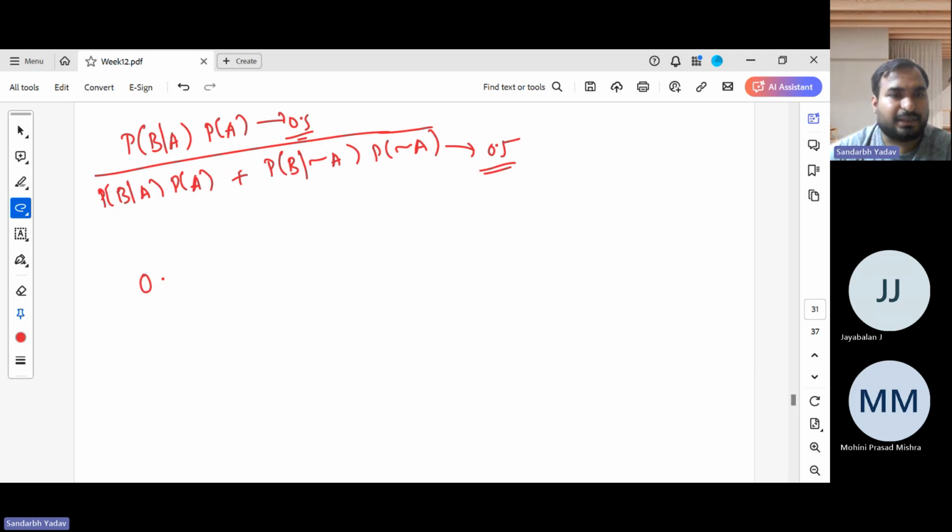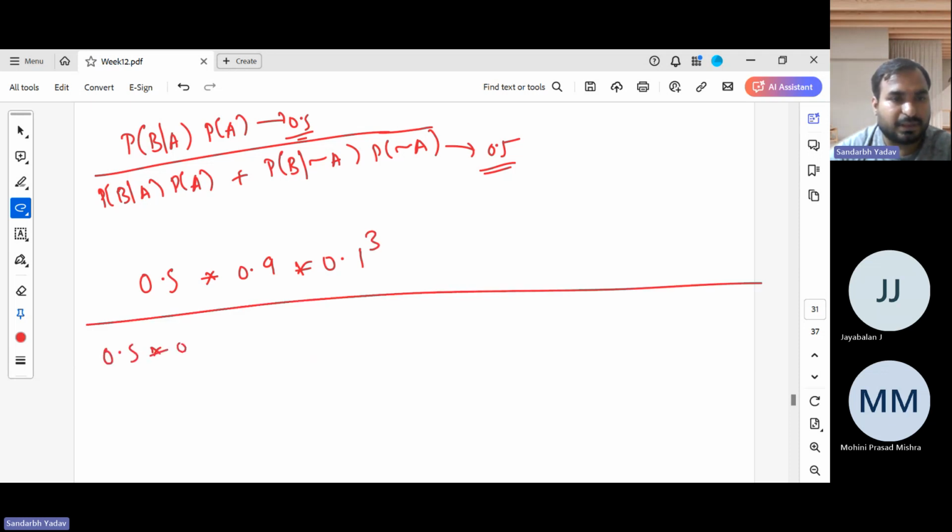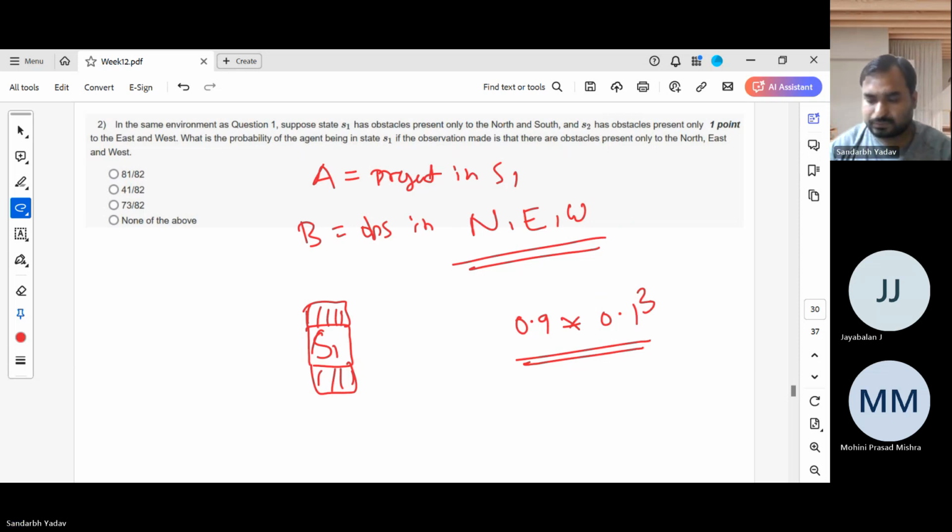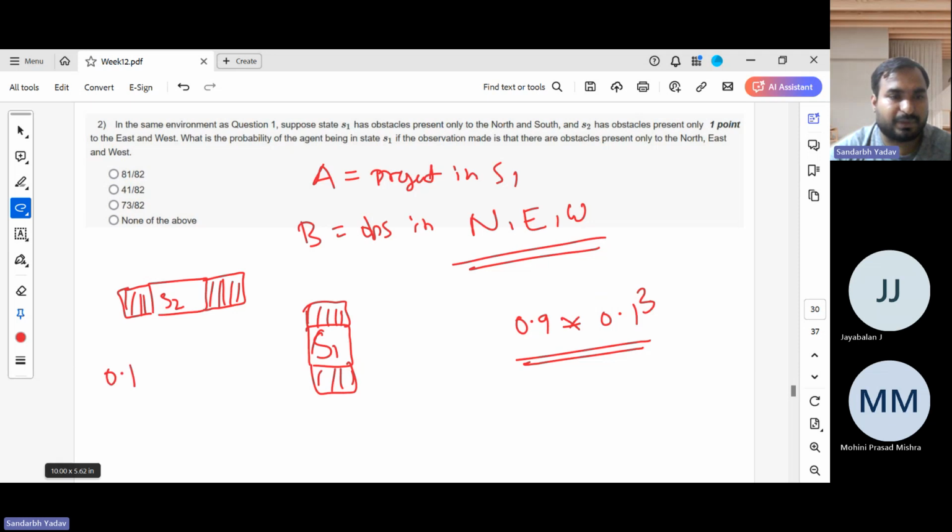We write this here. 0.5 into 0.9 into 0.1 cube, upon the numerator will come again here, 0.9 into 0.1 cube, plus, again this thing is 0.5. Now we analyze this again. If you are in S2, S2 was like this. We had an obstacle in east and we have an obstacle in west. What we want is obstacle in north, east, and west. North, there is no obstacle, but we want it, so north should be 0.1. East, we have an obstacle and we want it. West also we have an obstacle, we want it, so 0.9 square. And south, we don't want an obstacle and it's not there, so it's 0.9 cube.